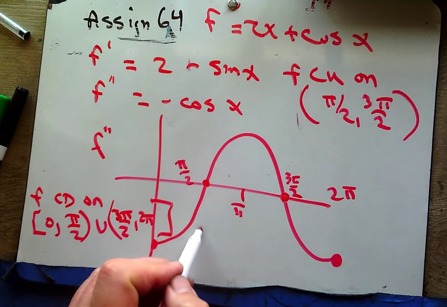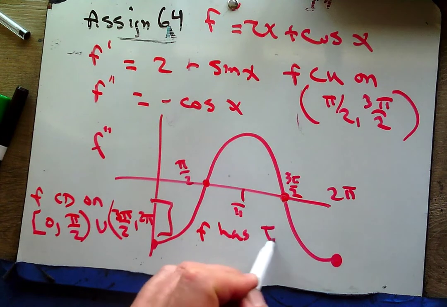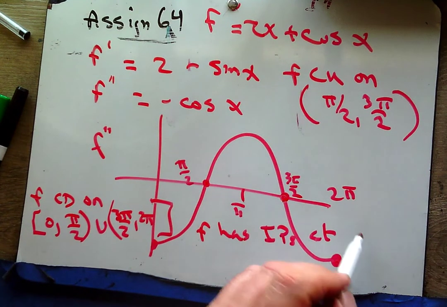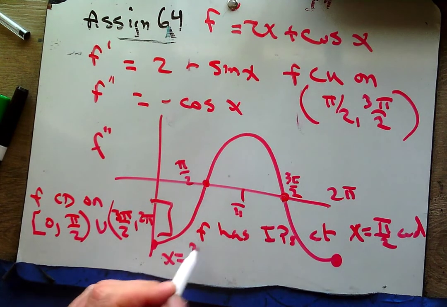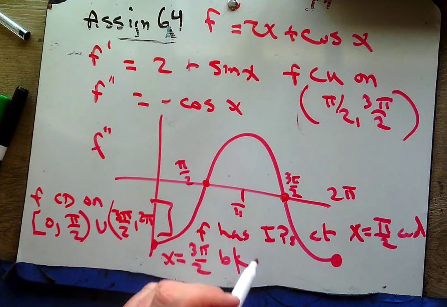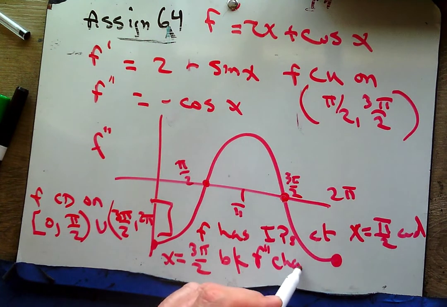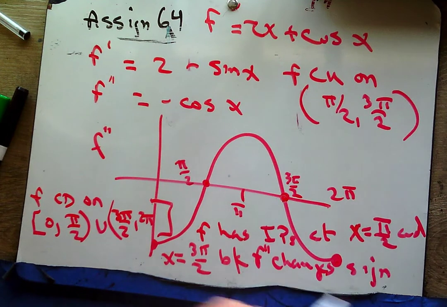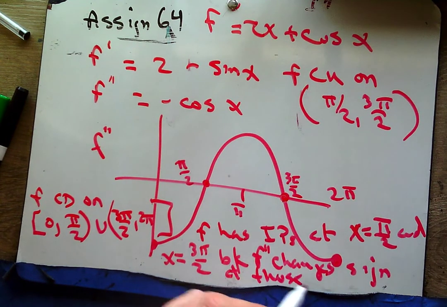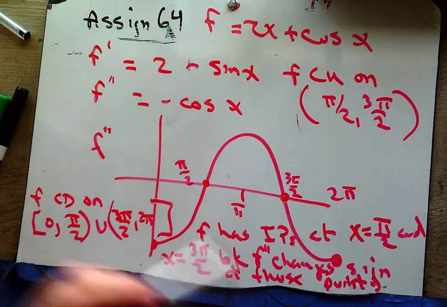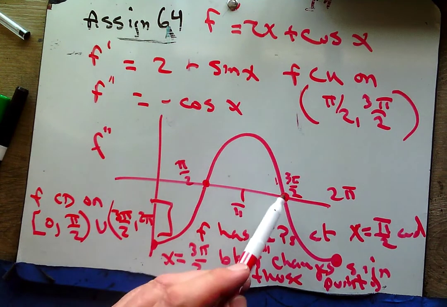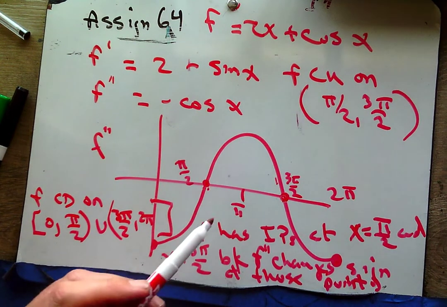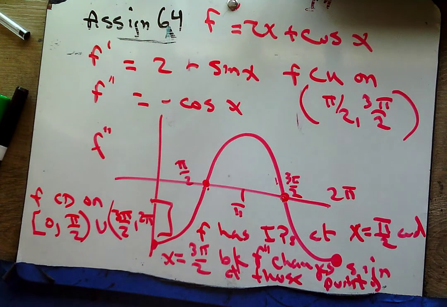Why are those inflection points? F has inflection points at x equals pi over 2 and x equals 3 pi over 2 because f double prime changes sign at those points. Okay, f double prime goes from negative to positive. F double prime goes from positive to negative. Those points, because we have that sign change, we know that those are going to be inflection points on f.